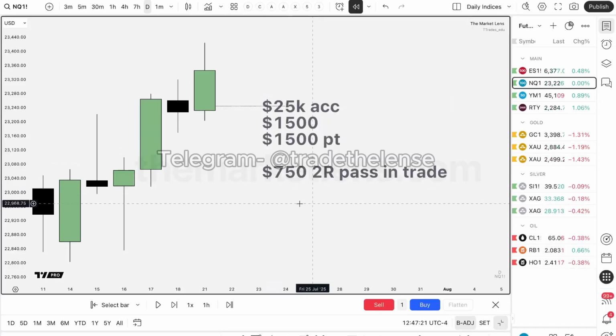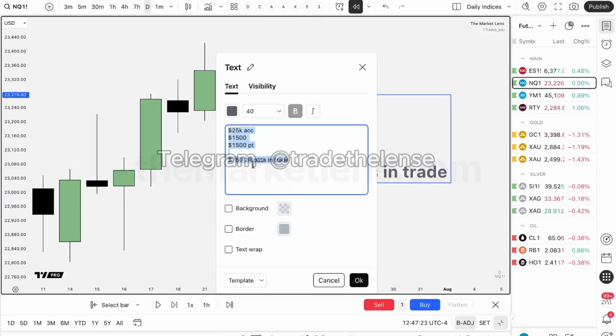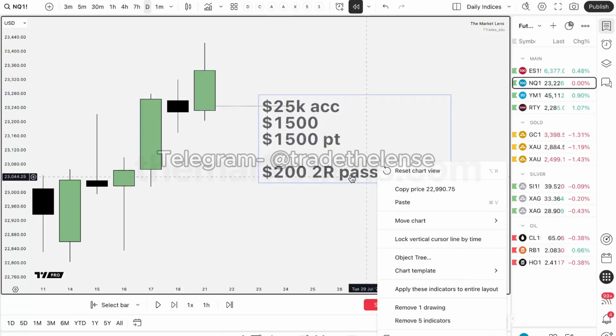This is if you don't mind spending more money to do it faster. If you want to spend less money and spend longer, then it's something like risking 200 on 2R trades. Now you're going to need 7 of them or so. So that's how I would approach it.